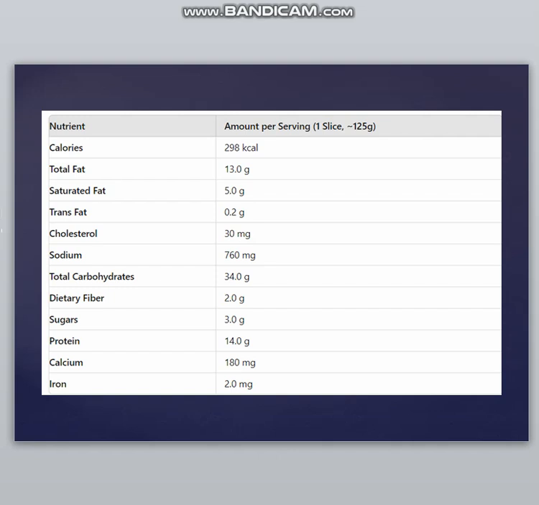Per slice there are 298 kilocalories. The total fat content is 13.0 grams. Saturated fat is 5 grams. Trans fat is 0.2 grams. Cholesterol is 30 milligrams, and sodium is 760 milligrams, which is kind of high. Total carbohydrates are 34 grams. Dietary fiber is 2 grams. Sugars is 3 grams, and protein is 14 grams. Calcium is 180 milligrams and iron is 2.0 milligrams.